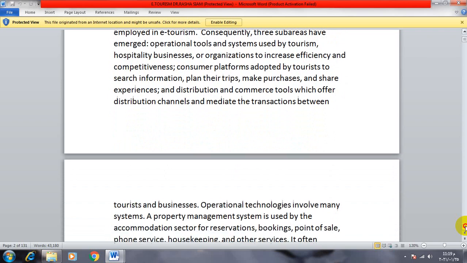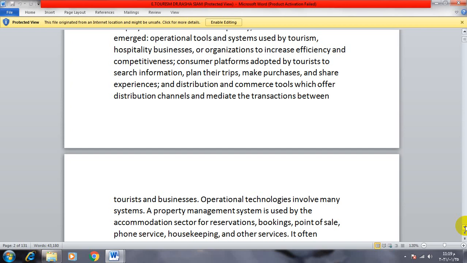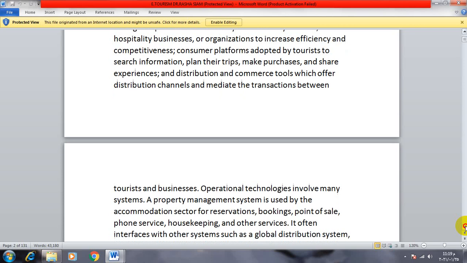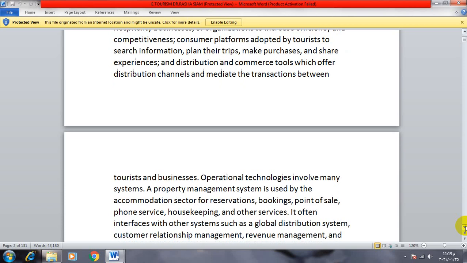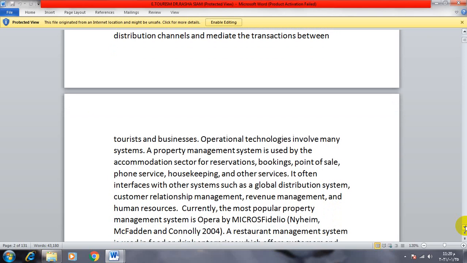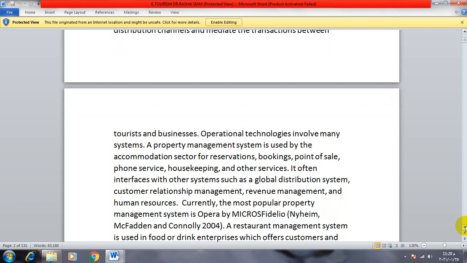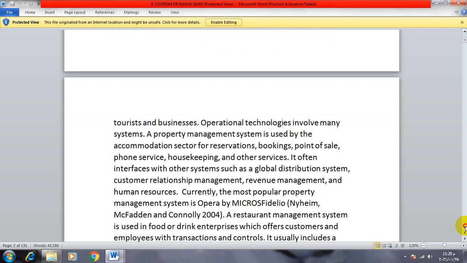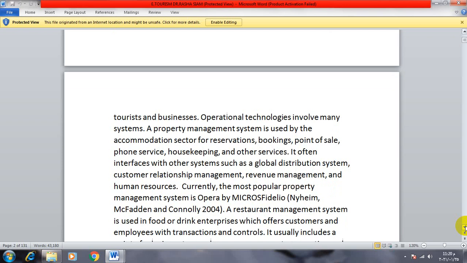Operational technologies involve many systems. A property management system is used by the accommodation sector for reservation, booking, point of sale, phone service, housekeeping, and other services. It often interfaces with other systems such as a global distribution system, customer relationship management, revenue management, and human resource. Currently, the most popular property management system is Opera by Micros Fidelio.